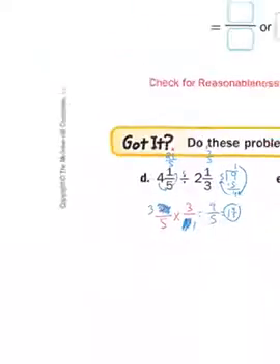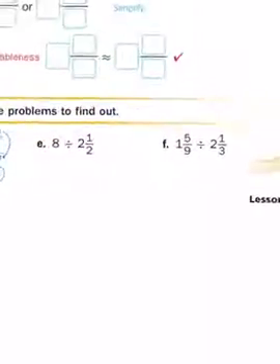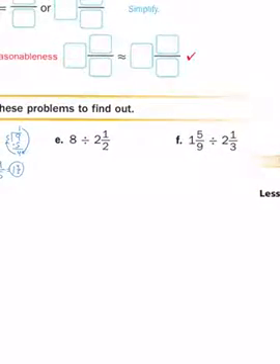All right, let's go over to the next two. Your job is to do E and F on your own. When you're done, hit play and see if you got them right. Go.